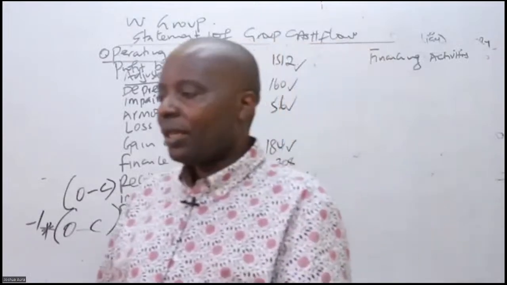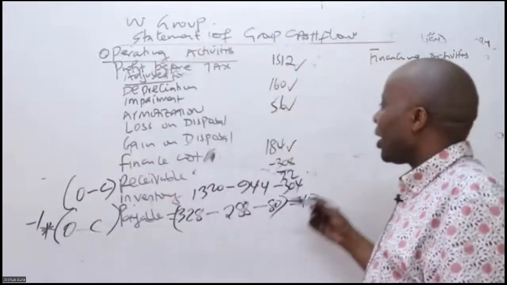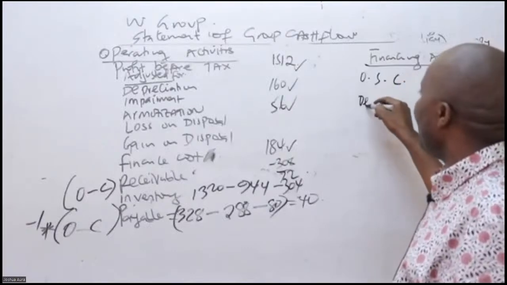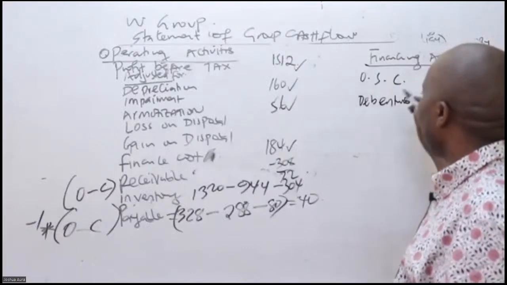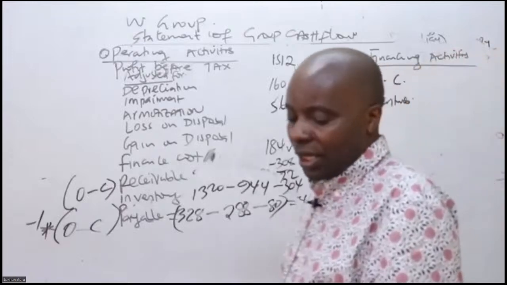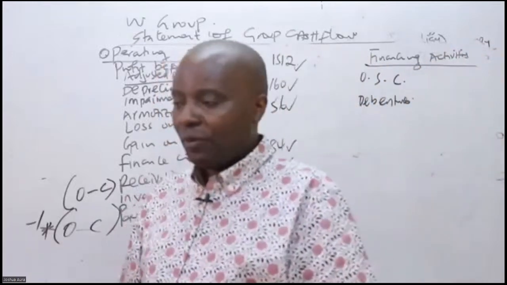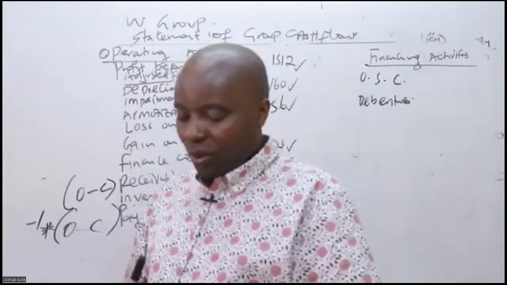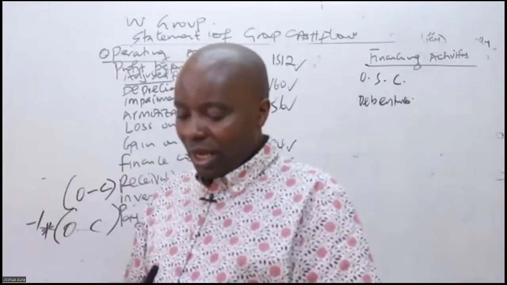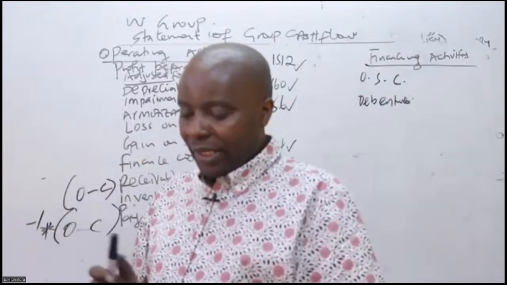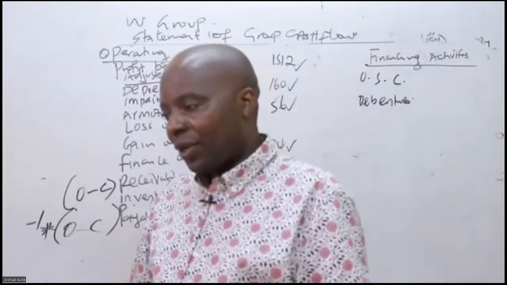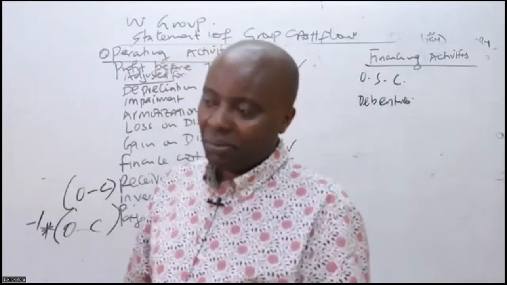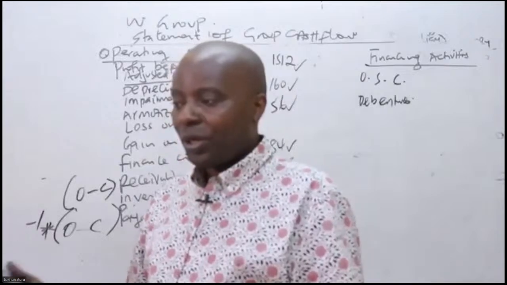So now we are under financing activities. Under financing activities, we are looking at ordinary share capital. We are looking at any debentures that we have, very easy. So if you look at the question that we have here, look at ordinary share capital and tell us whether we issued new shares. When I look at this very well, in ordinary share capital, I can see at the beginning we had 800, at the end we had 800. So we never raised anything with ordinary share capital.